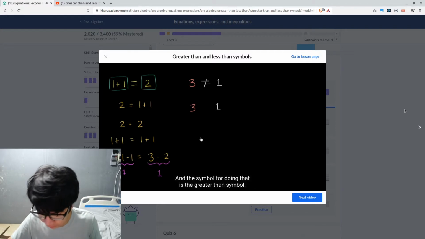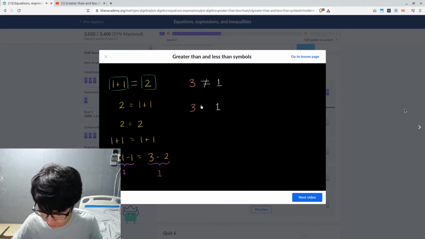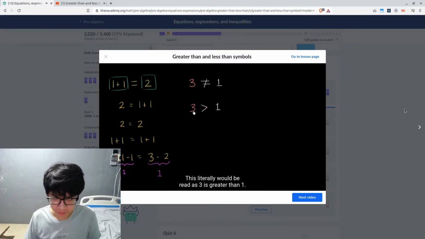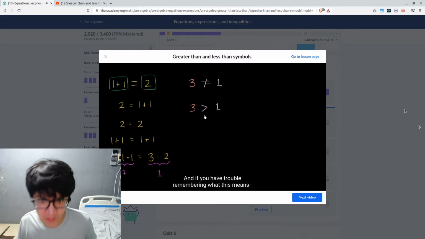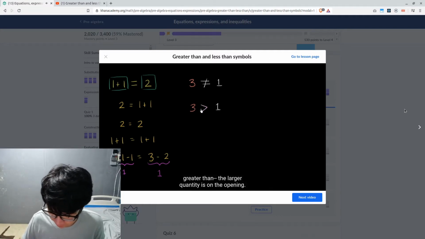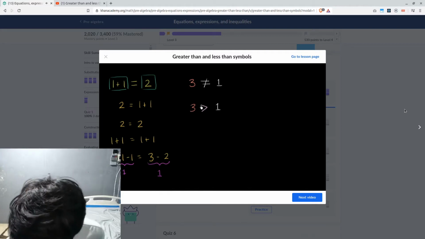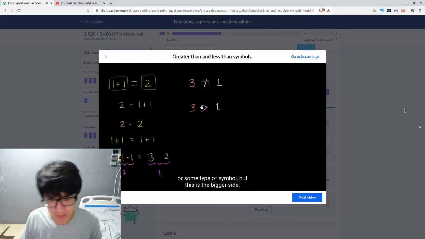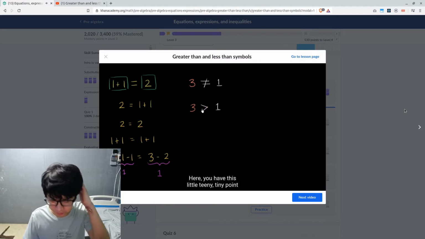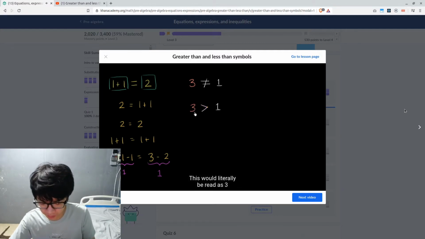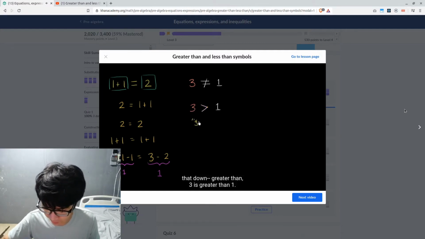The symbol for doing that is the greater than symbol. This literally would be read as 3 is greater than 1. 3 is a larger quantity. If you have trouble remembering what greater than means, the larger quantity is on the opening. You could view this as some type of arrow or symbol where this is the bigger side. Here you have this little teeny tiny point, and here you have the big side, so the larger quantity is on the big side. This would literally be read as 3 is greater than 1.